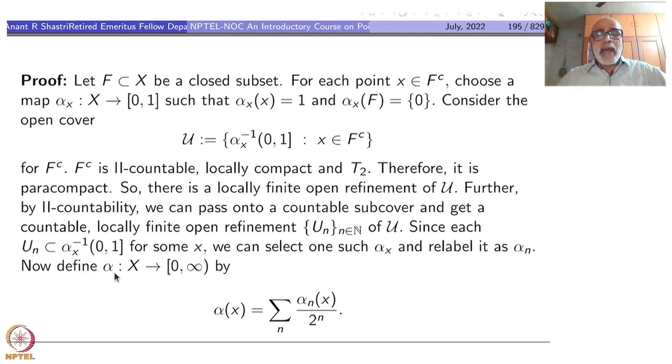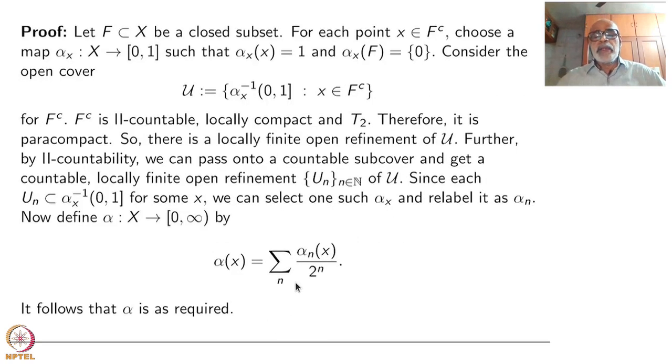Define alpha now from X to [0, infinity), no index here, equal to the sum of all alpha n's, each divided by 2 power n. After dividing by 2 power n, you take the sum. These 2 power n's are there, obviously, to make the whole sum convergent. These alpha n's are bounded, they are between 0 and 1. So any number between 0 and 1 divided by 2 power n, the summation is convergent. Not only convergent, it is uniformly convergent. So alpha will automatically be a continuous function. Now, it's an elementary thing to check that this alpha is 0 exactly on F. That's all we wanted to prove.